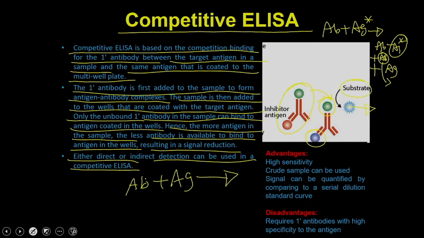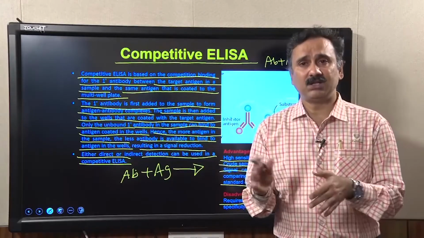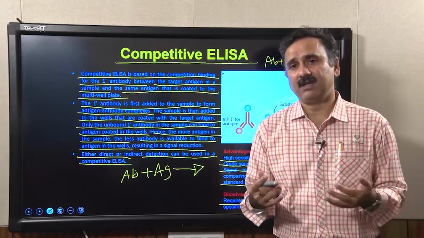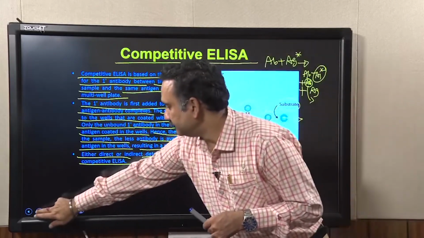The advantage of this assay is that it is highly sensitive and it can be used with a crude sample. The signal you get can be quantified with a serial dilution standard curve, so you can use different amounts of antigen in the solution, and that allows you to measure the level of antigen. The disadvantage is that you require a primary antibody which is very specific for that particular antigen. It should not have cross-reactive species.